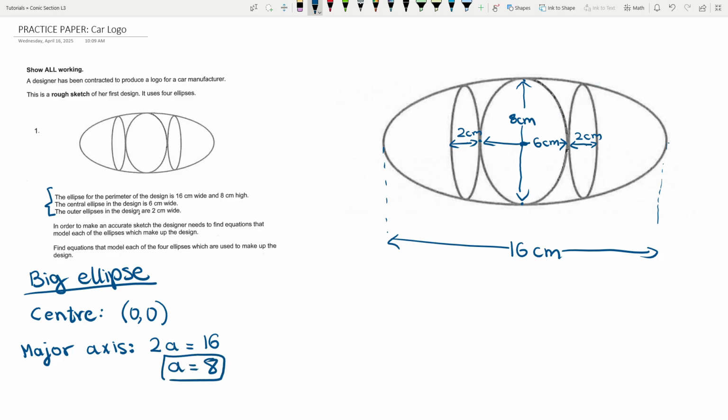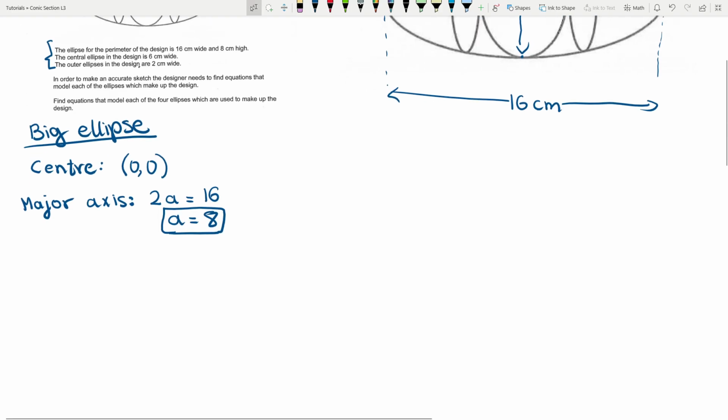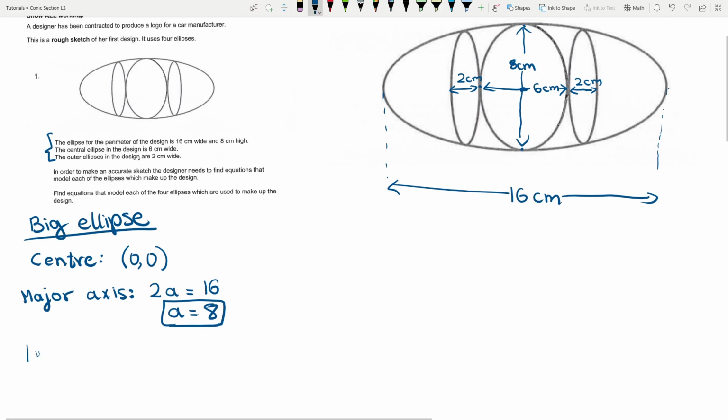So remember the major axis is like the biggest axis, which is like this for this ellipse. And the minor axis is this way. And then let's scroll down a bit. So minor 2b equals, that is 8. So 8, okay, so b is 4. That's our b value.